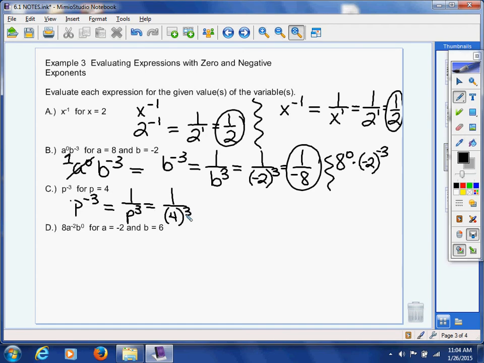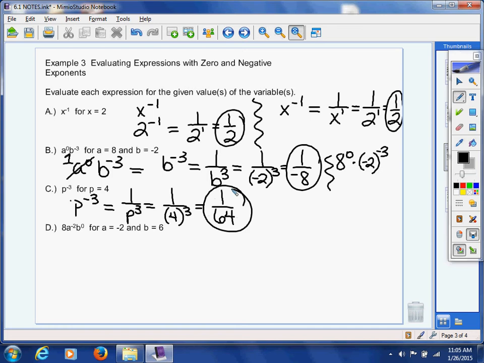If it would make you more comfortable to just always plug in numbers in front of an exponent in parentheses, just do it that way. It's not wrong. It doesn't hurt anything. It's actually a really safe thing to do. And then you've got 4 to the 3rd. We got to figure that out. So 4 times 4 is 16, and 16 times another 4 is 64. And you'll end up with 1/64 is what you'll end up with there.